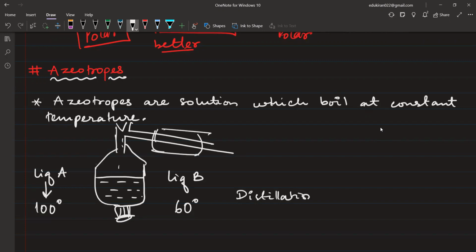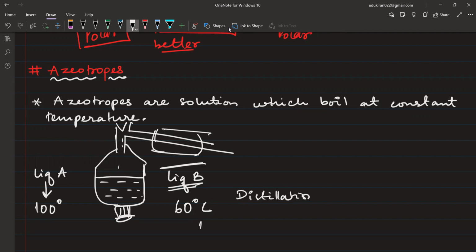At 60 degrees Celsius, liquid B will start to boil and the temperature 60 degrees Celsius will not change until and unless all the B has been boiled. Like latent heat, if you remember, you are giving on heat, but because B is boiling right now, the temperature of the solution does not change. All the energy is getting converted into what? To change the liquid B to vapor B. And once all the liquid B is vaporized, what is going to happen?